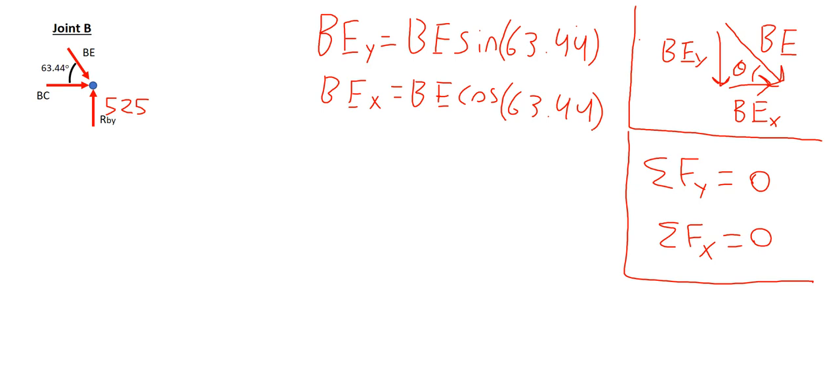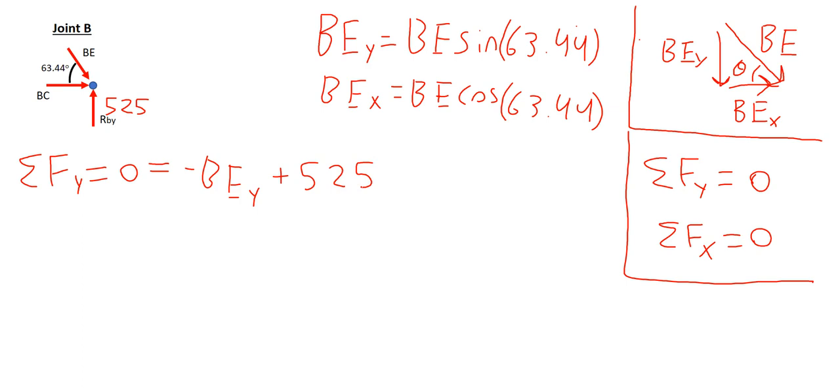Now that we have the x and the y component of BE, we can use our two equations for static equilibrium to solve for the missing forces. First, we will analyze the y direction. So we will take the sum of the forces in the y direction is equal to 0. And our two forces in the y direction are negative BEY, since BE is acting in the downward direction, and RBY, which is positive 525.